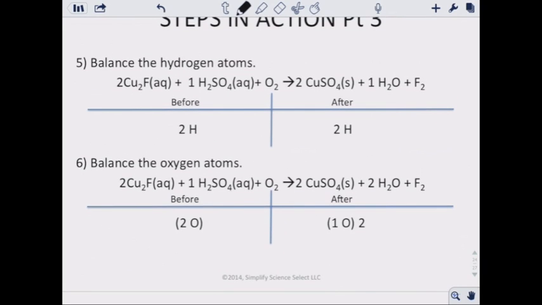balance the hydrogen. So when I look at it, I have 2 hydrogens right here. I have 2 hydrogens right there. Yay, balanced. Good, keep going.